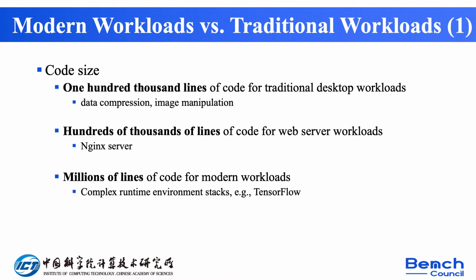This slide shows the difference of code size. The code sizes of modern workloads and the traditional workloads vary by several orders of magnitude. For example, the traditional desktop workloads from the Spec 2017 benchmark contain 100,000 lines of code, such as data compression and image manipulation. The traditional web server workloads like Nginx contain hundreds of thousands of lines of code, while for modern workloads, the code size usually reaches up to millions of lines of code, since they have complex runtime environment stacks such as TensorFlow and Spark.